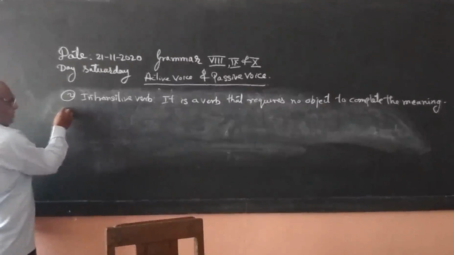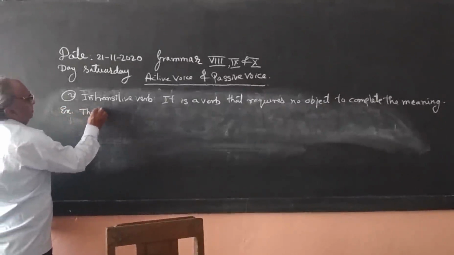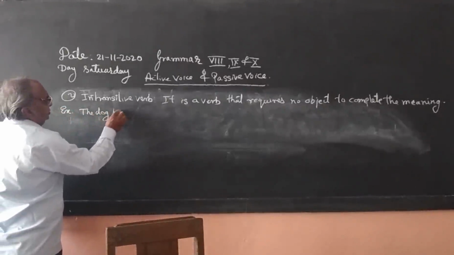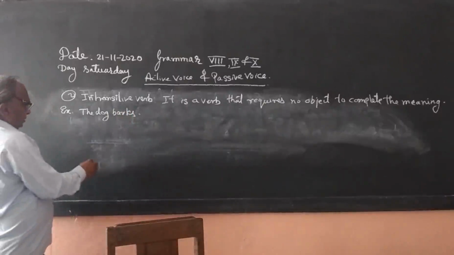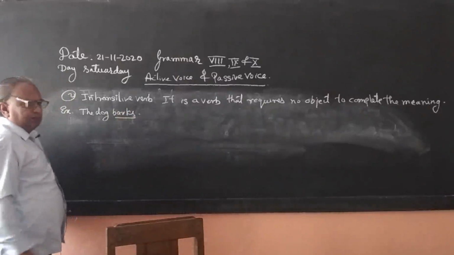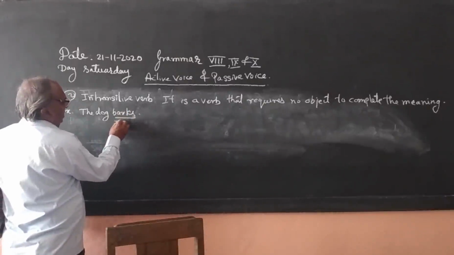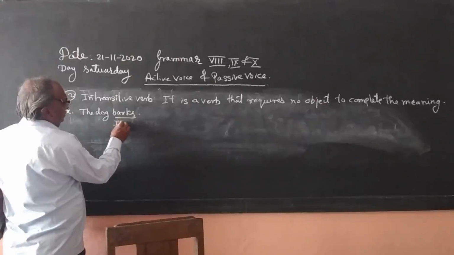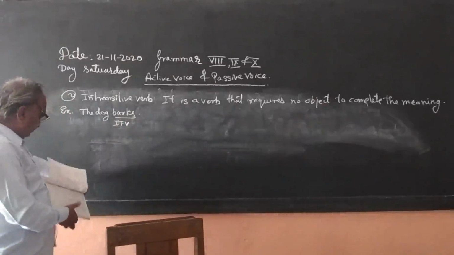Example I will give you here. The dog barks. Barks is intransitive verb. I can write intransitive verb.